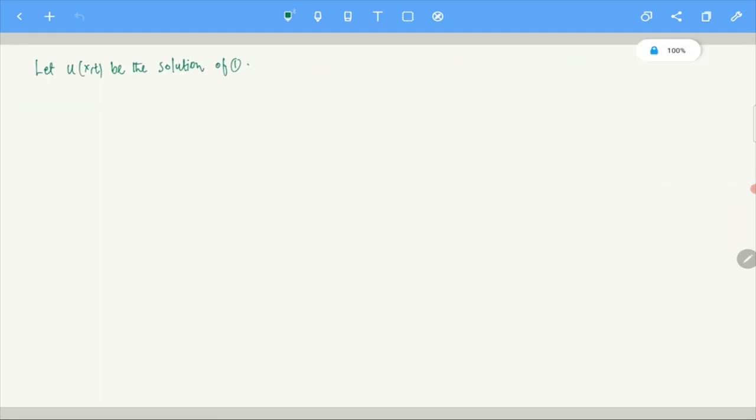So let u be the solution of 1, and u is in C^(k+1) of R^n cross (0, infinity). So I'm assuming our small u is at least k plus 1 times continuously differentiable.